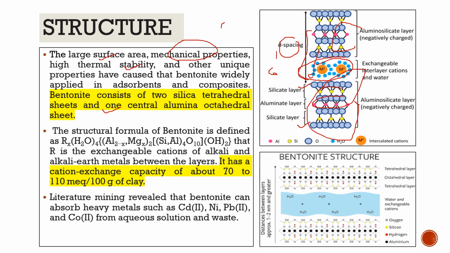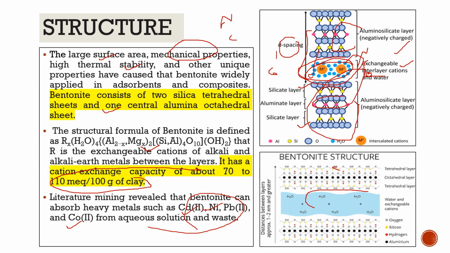Generally, bentonite is of two types: sodium bentonite and calcium bentonite. These interlayer spaces will have water, and along with that, they may have some sodium or calcium. Based on the presence of which metal, it is denoted as sodium bentonite or calcium bentonite. This is the molecular structure of bentonite. Generally, it has a cation exchange capacity of 110 milliequivalent per 100 gram of clay. It is also useful in absorption of heavy metals like cadmium, nickel, lead and cobalt from an aqueous solution and from waste. So this is the bentonite structure.